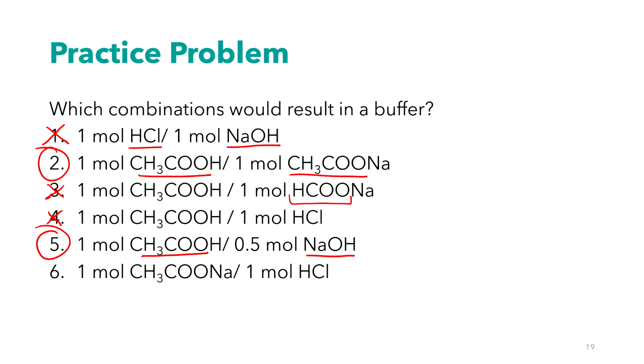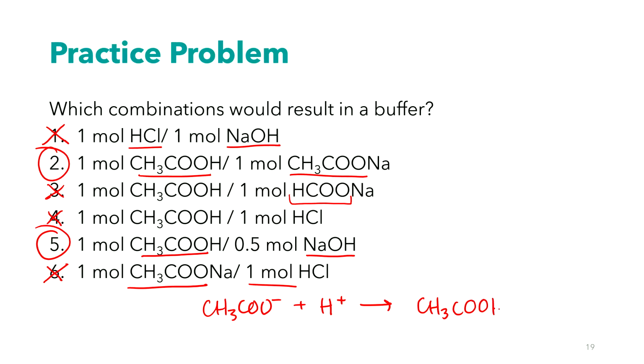All right, last one. Is that a buffer? This is probably the trickiest one. That's a no. Why? Well, you're adding equal amounts of CH3COO minus and H plus. If that's a 1-to-1, I just have converted all of my weak base, my conjugate base, into CH3COOH. I have just made a weak acid solution. There's no weak base left because I converted it all. I could have done this if I had 0.5 moles of HCl. But when they're equal amounts, I've converted all of my weak base.